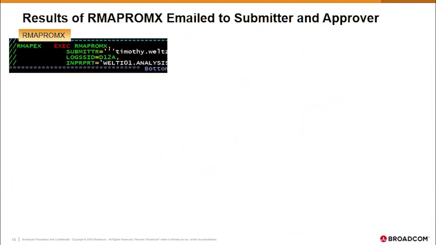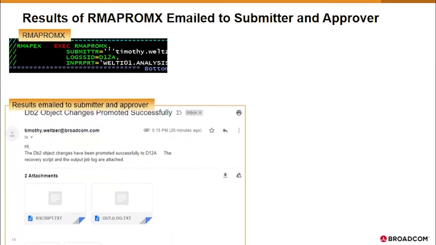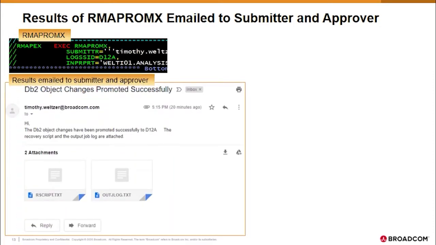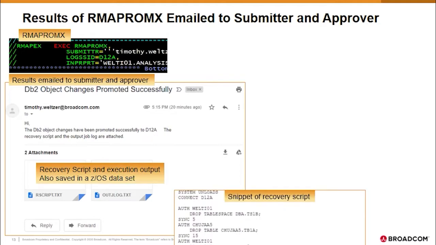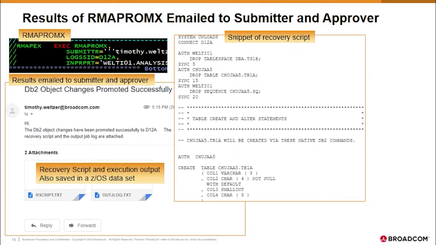Here we show the simple RMAPROMX job submitted by the approver or DBA, which is used to execute the update script, supplying the values noted in the email. This helps to reduce and simplify the DBA's effort. The results of the execution are emailed to both the developer and the DBA with a recovery script and execution log report. The recovery script can be used to back out changes should it be necessary.